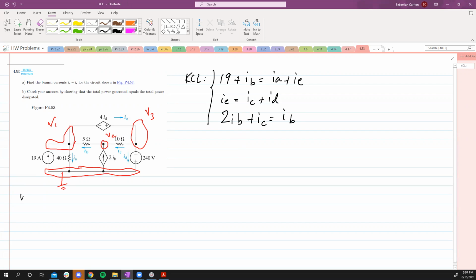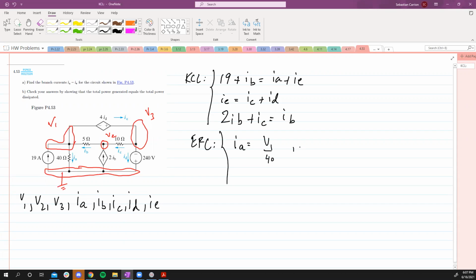Let's write down the variables missing: V2, V3, IA, IB, IC, ID, and IE. So we've got 8 unknowns, so we can write equations for the components. IA is equal to V1 over 40. IB is equal to V2 minus V1 over 5.